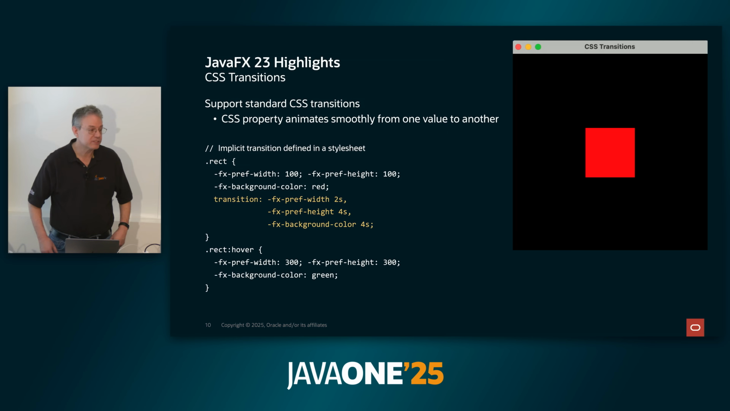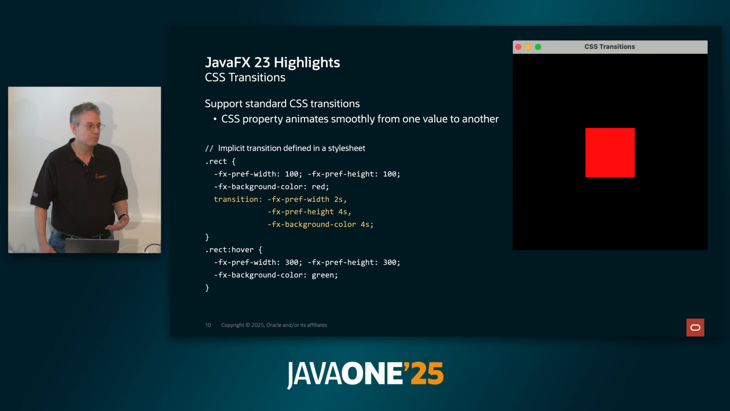And so for CSS Transitions, this is the one I wanted to highlight a little bit. We support through CSS the ability to define pseudostates so that you can define what the appearance of your control or widget is normally. You can define a different appearance when you hover your mouse over it. And prior to JDK 23, all that would happen is when you move your mouse in, it would immediately jump from the default state to the hovered state with no smooth animation.